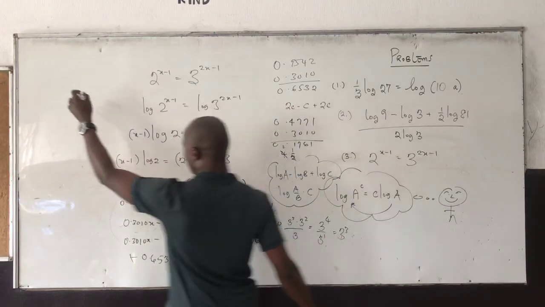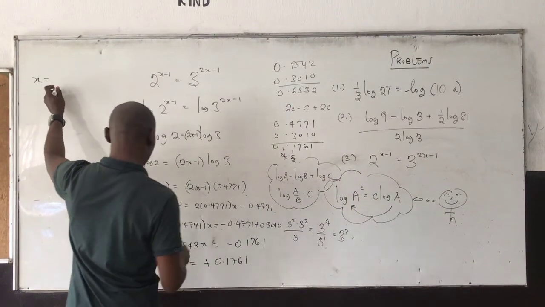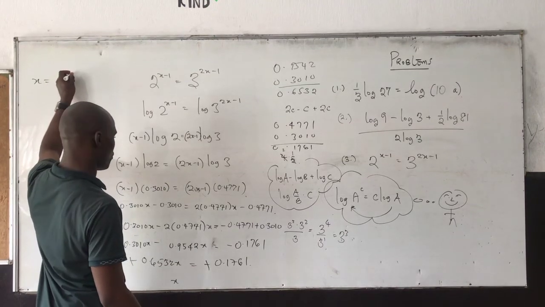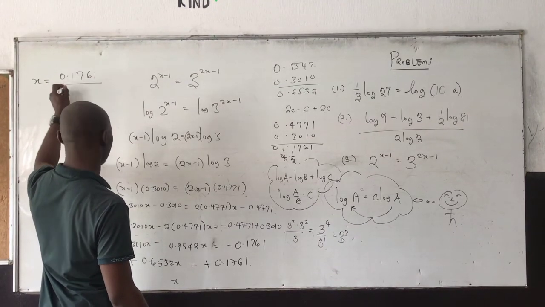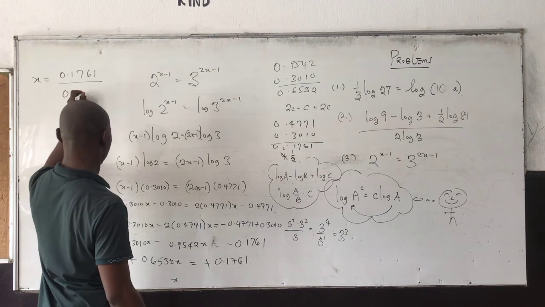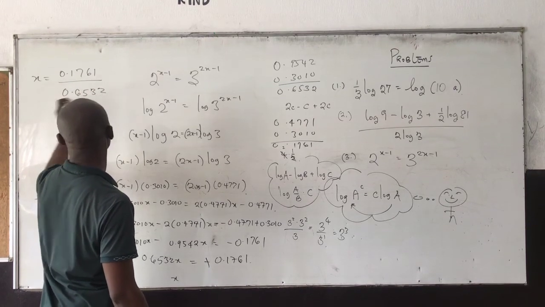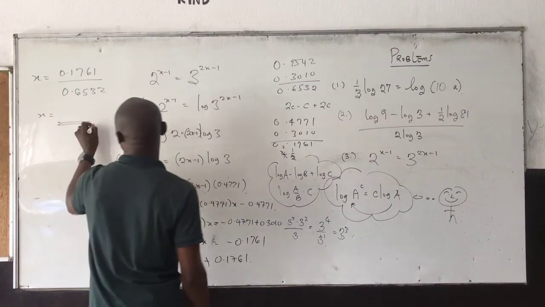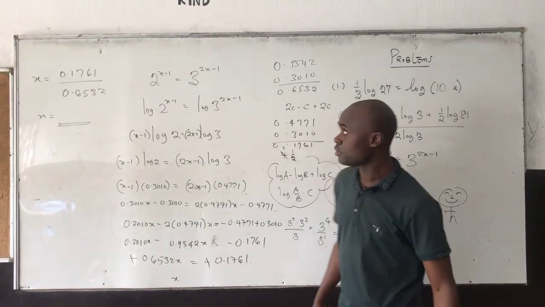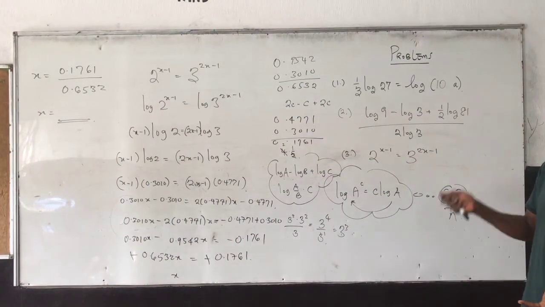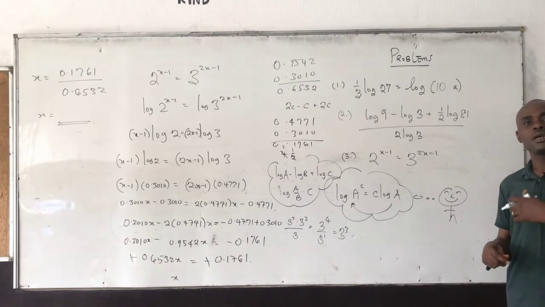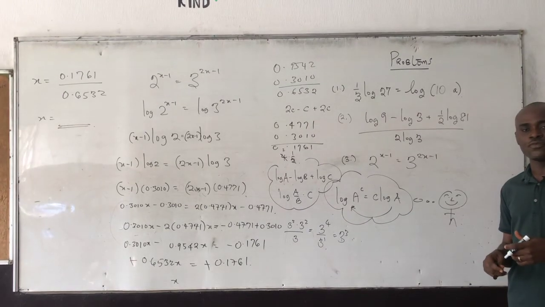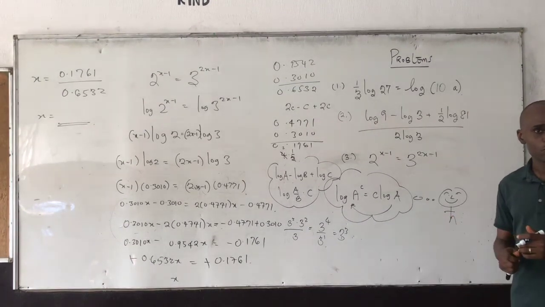You can take this up. So you have your x to be 0.1761 divided by 0.6532. So you can divide that and have your answer with your calculator. So that is just the application of everything we've been discussing in the first 8 to 7 videos. You can solve a lot of problems.